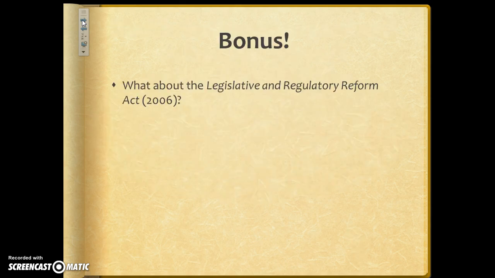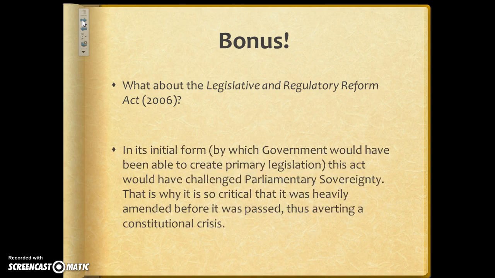So, what about the Legislative and Regulatory Reform Bill, I hear you ask? Well, I'm glad you did. This was a peculiar bill that in its original form would have allowed government to pass primary legislation. And that, of course, would have been a violation of parliamentary sovereignty, which is why the House of Lords said, we're not going to pass that. And it went back and it was finally passed in a profoundly reformed position. Again, complicated. I will explain that in class if you come along with questions. But anyway, that is parliamentary sovereignty.